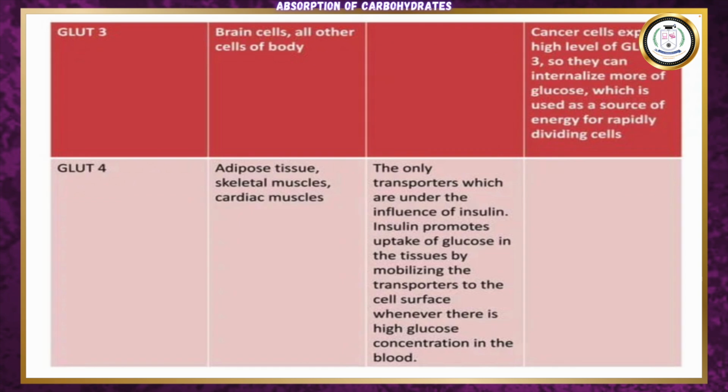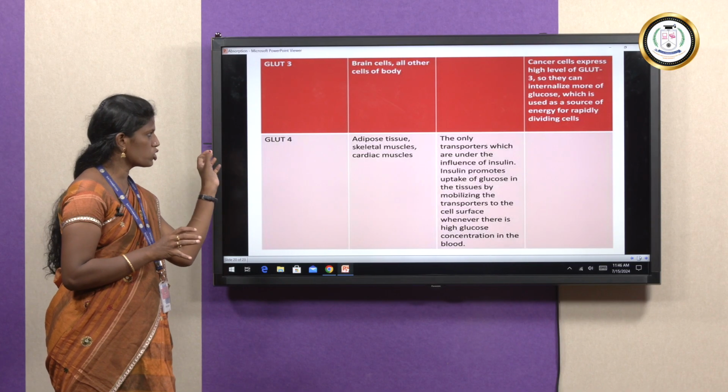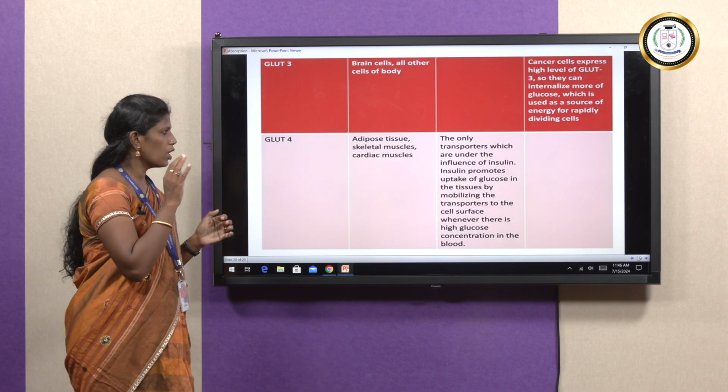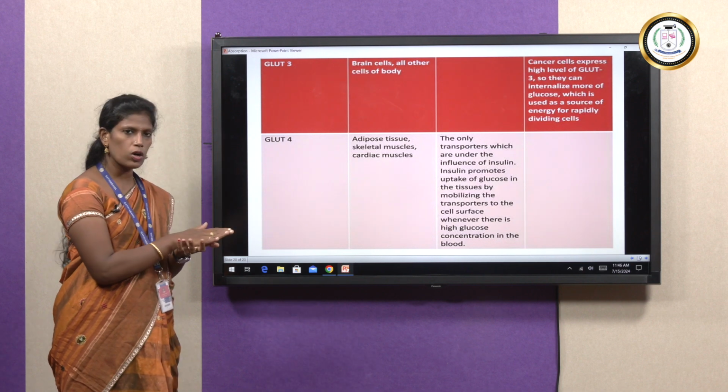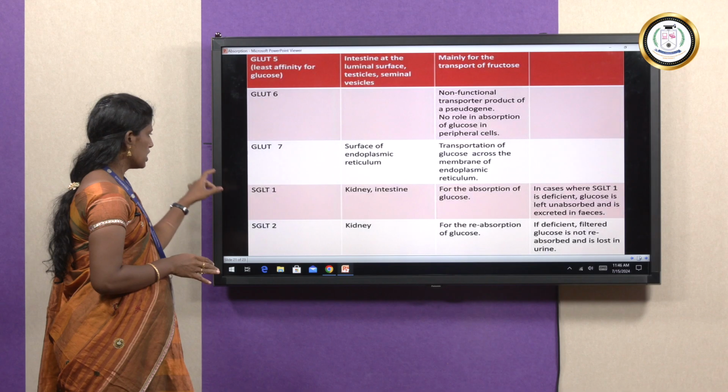GLUT3 is present in brain cells. Cancer cells also highly express this GLUT. GLUT4 is present in adipose tissue and skeletal muscles. The only transporter dependent on insulin is GLUT4. GLUT6 is a non-functional transporter. GLUT7 is present in the endoplasmic reticulum. Mainly it transports glucose across the endoplasmic reticulum.